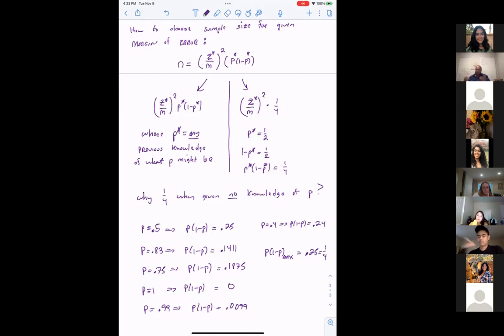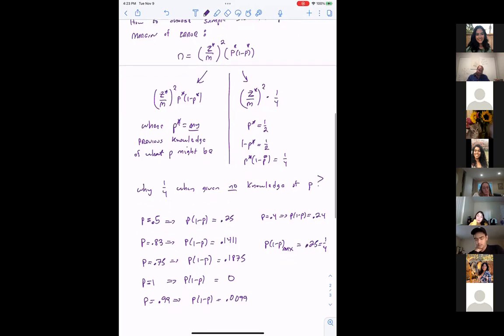That's why it's 1/4. And if you didn't get that or don't care, that's fine too. Just know the formula. That's all that matters, which you'll have on a formula sheet anyways. So that takes us to the end of confidence intervals.